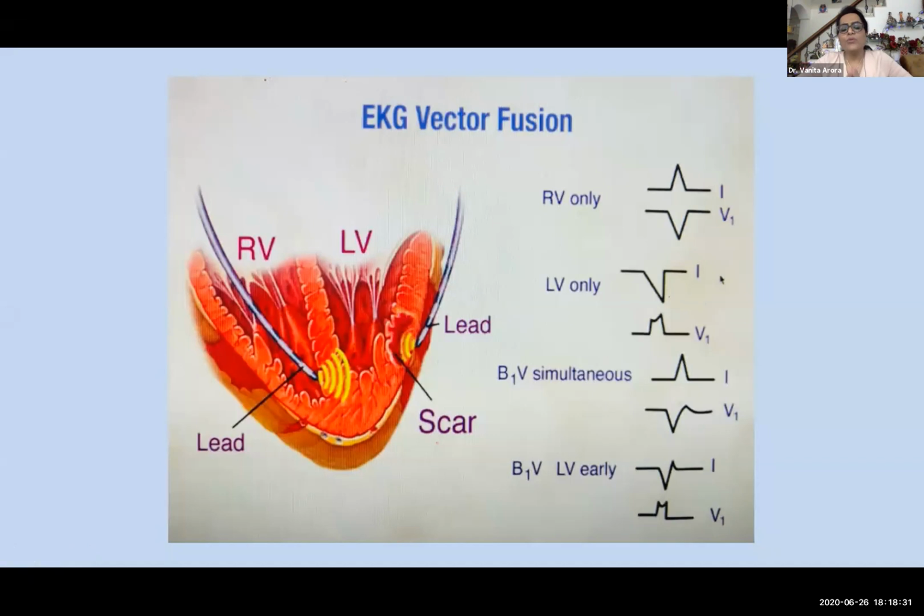So what can we do here? What we do is pace the LV early. In case we pace the LV early, then we get the complex which is in between the RV and LV pacing alone. And this is a good result. We are able to actually obscure the scar which is close to the LV lead and give the patient a better result because of this vector fusion.